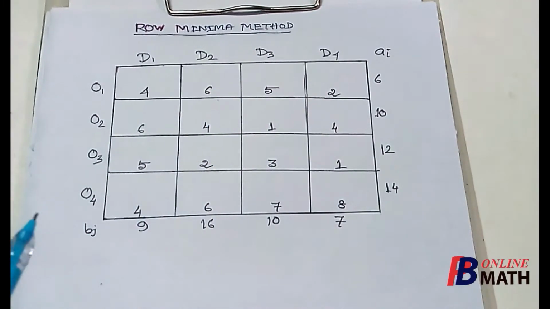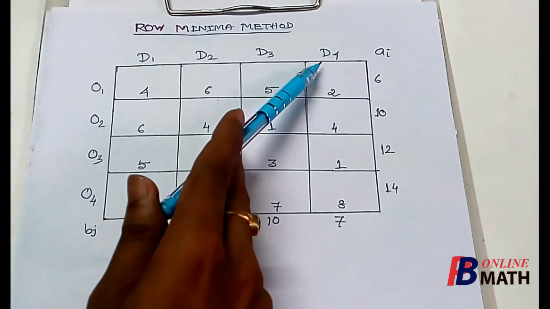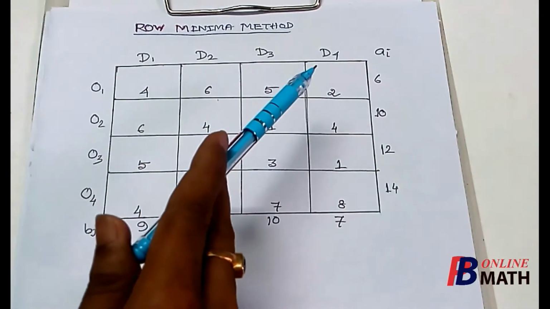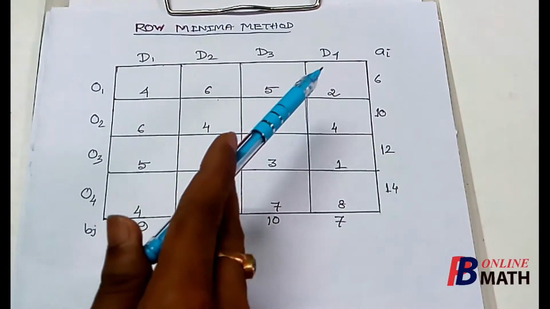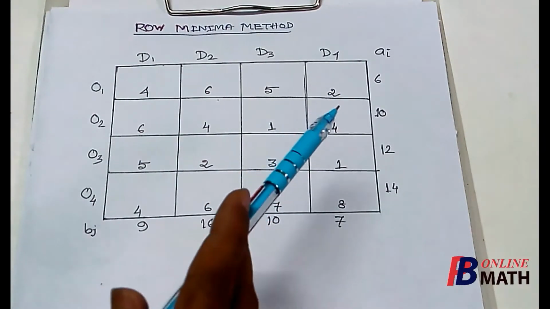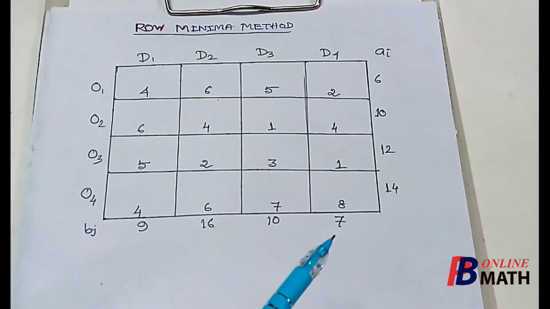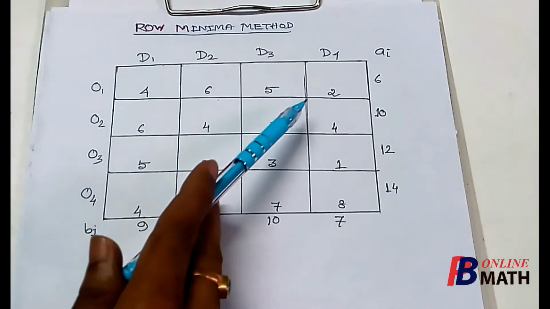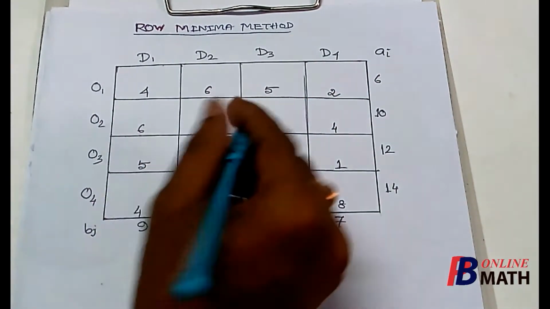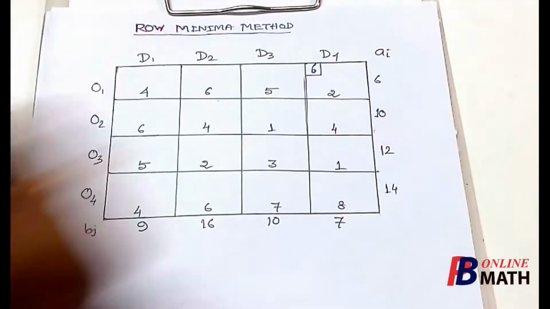Now let us find the corresponding value of the basic variable that will be allocated here. This will be found by considering the corresponding capacity and demand. Here we find that the capacity is 6 and the demand is 7. So the maximum value that can be allocated in this cell is the minimum of this capacity and demand, which is 6. So we can allocate 6 here.